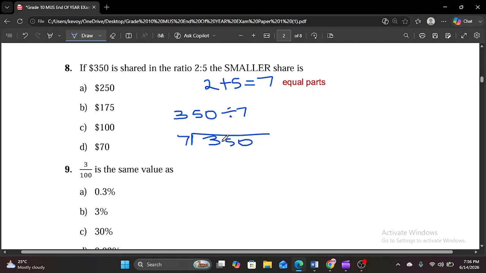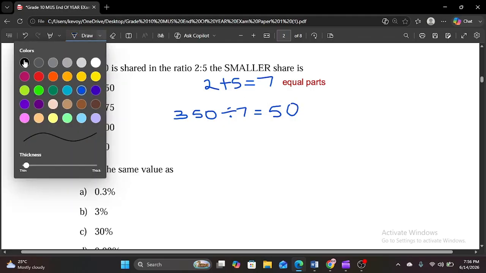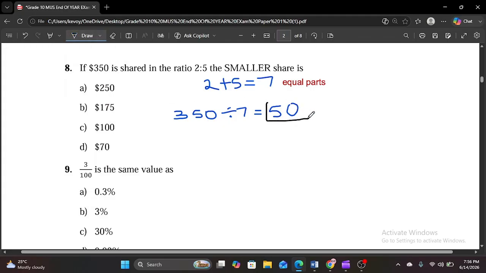7 into 35 goes 5 times, and there's just a 0. So if I divide 350 by 7, it's going to be equal to 50. So that means each individual part will be 50. If I share it into 7 equal parts, each part will be equal to 50.